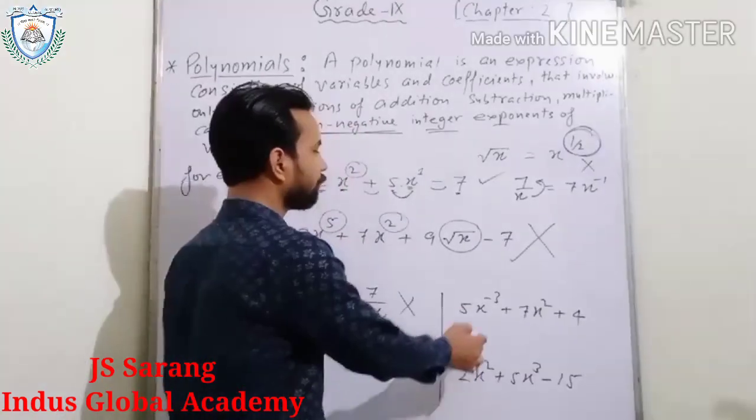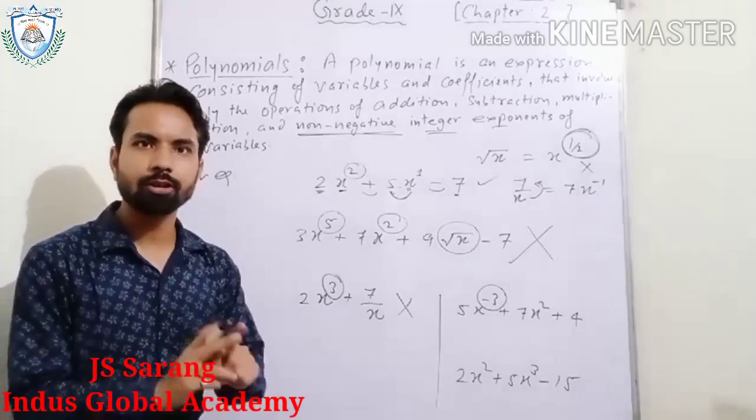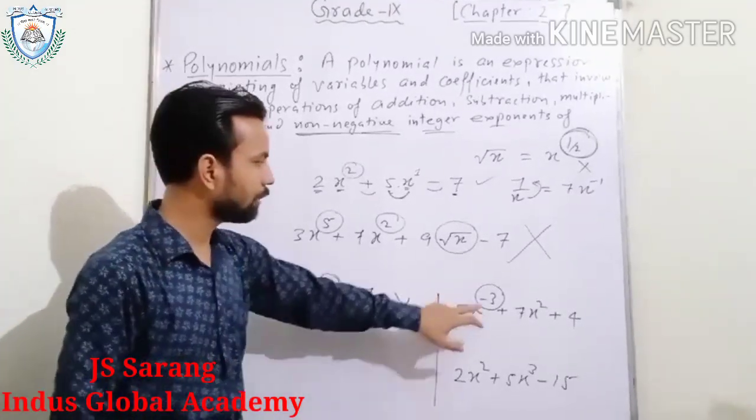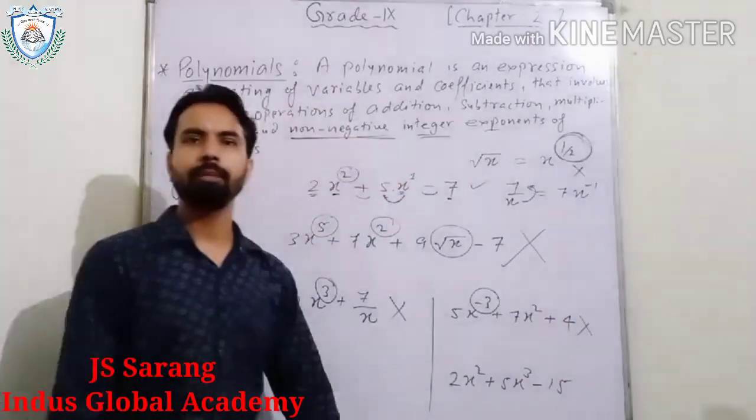Here the power of the first x is minus 3. The power of a variable should not be negative. Here the power is minus 3. That means this is also not a polynomial.